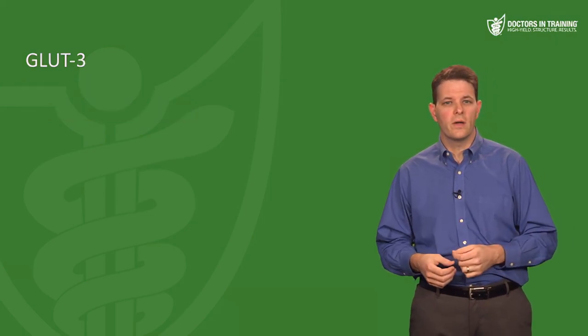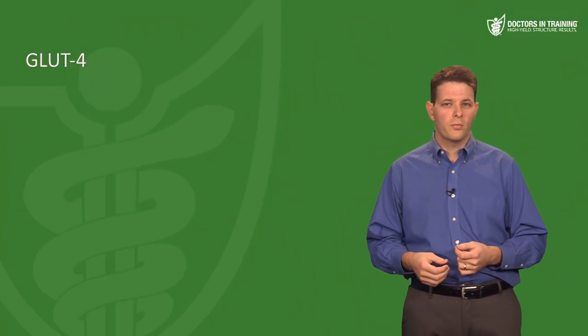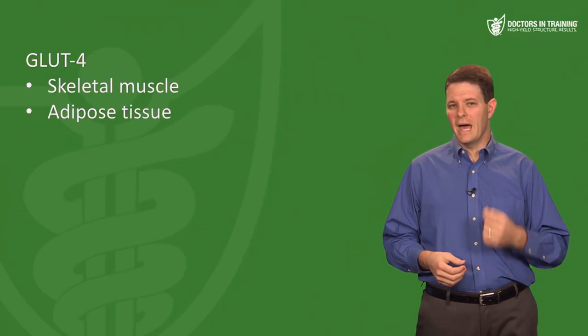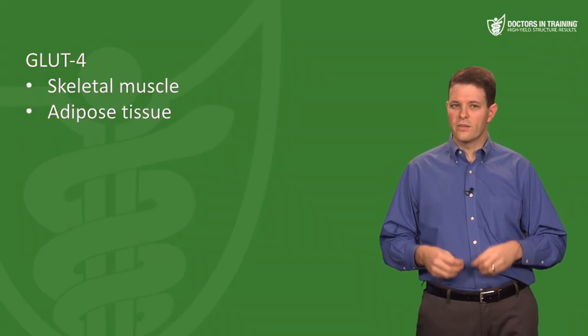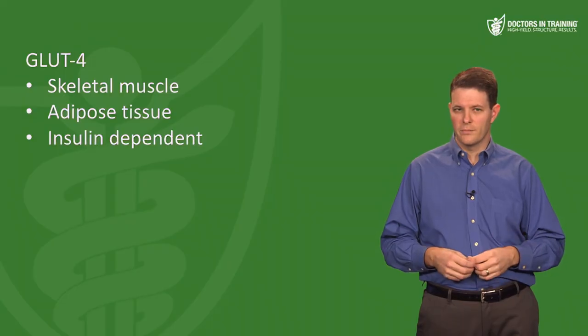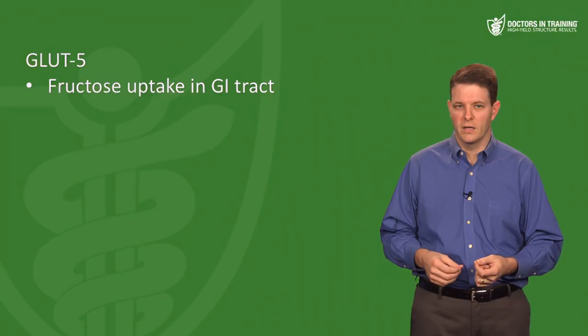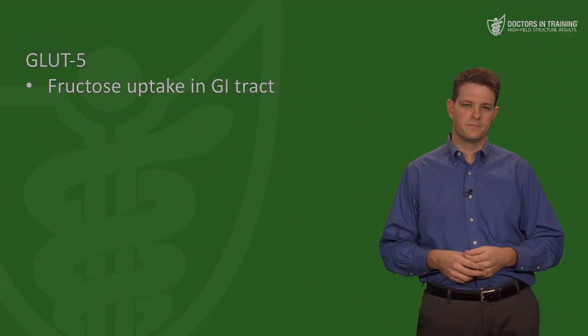GLUT3 transporters are found mainly on neurons and also found on the placenta. GLUT4 transporters are found in skeletal muscle and adipose tissue. And these are the transporters that require insulin. This is the insulin-dependent glucose transporter. And then the GLUT5 transporter is responsible for fructose uptake, especially in the GI tract.